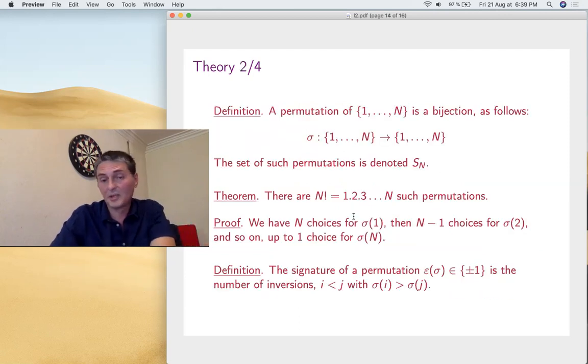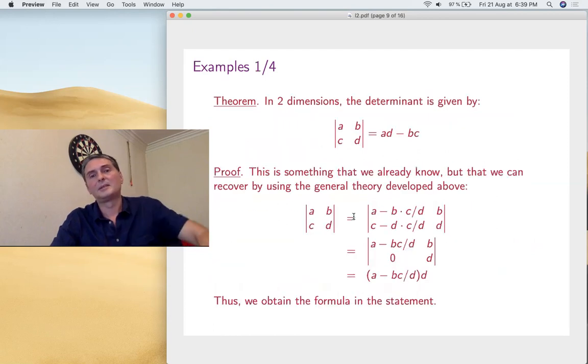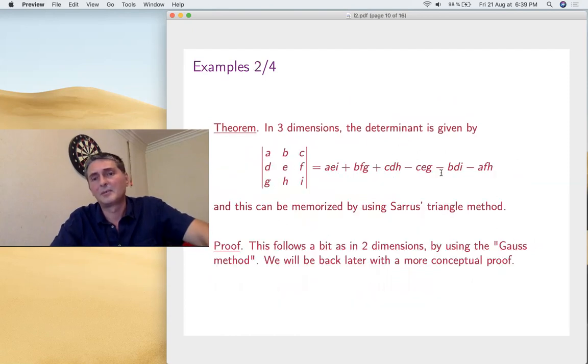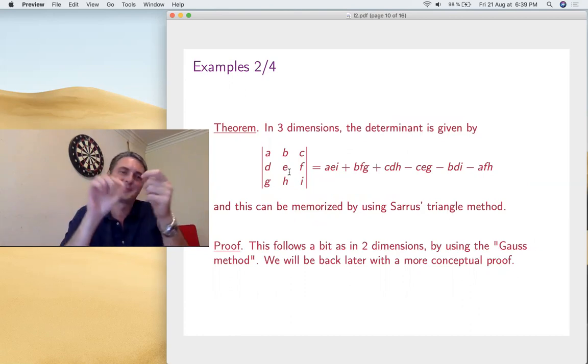Now, let me give you a formula. Let's go back to the slide. You see you have AD minus BC and then this Sarrus thing. So what's that for now? The formula and so on. Let's do something with permutations. You see, when you pick your entries there, you kind of permute. So let's talk about permutations now.